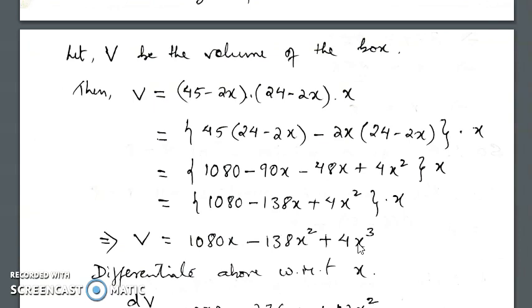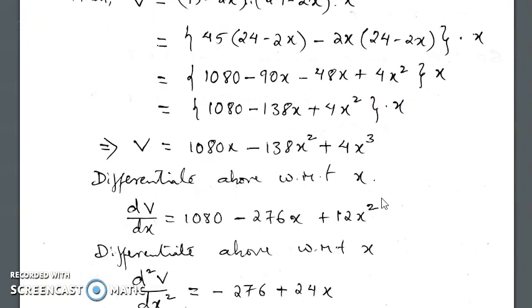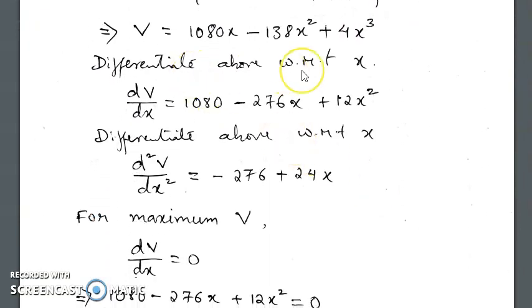Now we have to move with the working rule of the second derivative test. First we have to differentiate it two times. Differentiate the above with respect to x, you'll have 1080, then 276x, and then for 4x cube, 3 into 4 will give you 12x square. Then differentiate it again. This one is a constant, so it will be 0, you'll have only minus 276, and then 12 into x square, differentiating x square gives 2x, 2 into 12 will give you 24x.